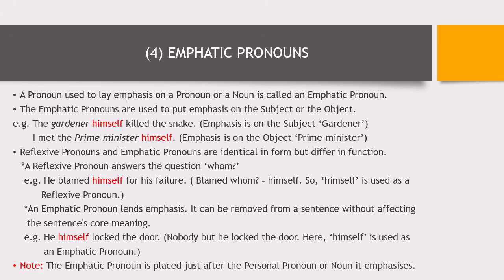Reflexive pronouns and emphatic pronouns are identical in form, but differ in function. A reflexive pronoun answers the question, whom? For example, he blamed himself for his failure. Blamed whom? Himself. So, himself is used as a reflexive pronoun. An emphatic pronoun lends emphasis. An emphatic pronoun can be removed from a sentence without affecting the sentence's core meaning.